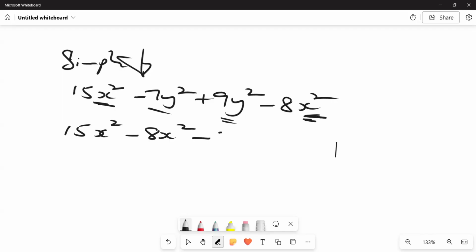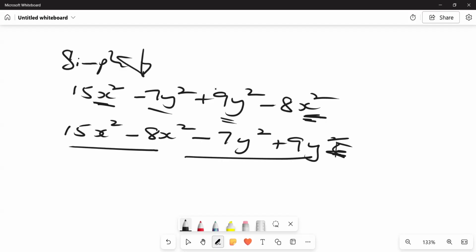Don't be fooled by whatever they put. And now you can simplify this piece and this piece. So 15x squared minus 8x squared will give us what? 7x squared. And minus 7y squared plus 9y squared will be plus 2y squared.